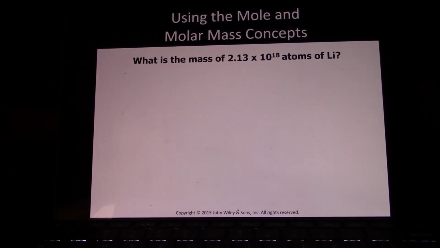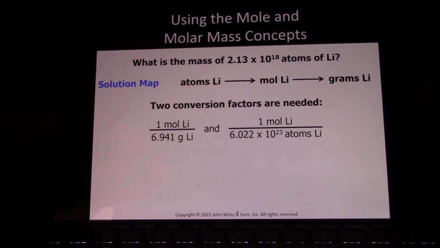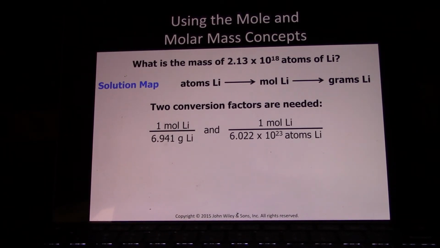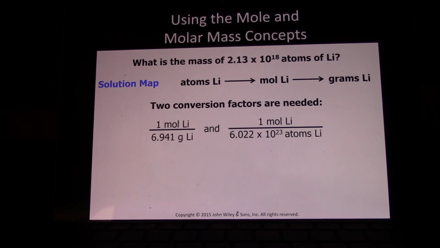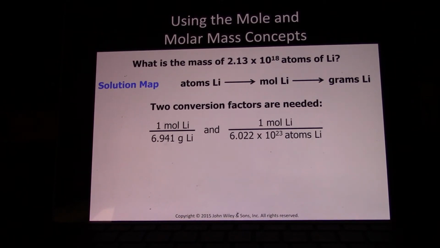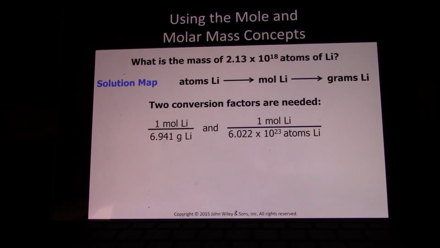What is the mass of 2.13 times 10 to the 18th atoms of lithium? Lithium is a very light metal, only 6.941 grams per mole. At the end of the day, the difference in atomic masses is all about the weight of each atom. And so lithium has a very small nucleus, whereas lead has a gigantic nucleus. So lithium is atomic number 3, whereas lead, that was atomic number 82. Much, much, much bigger nucleus, way more protons and neutrons, and much more mass per atom.